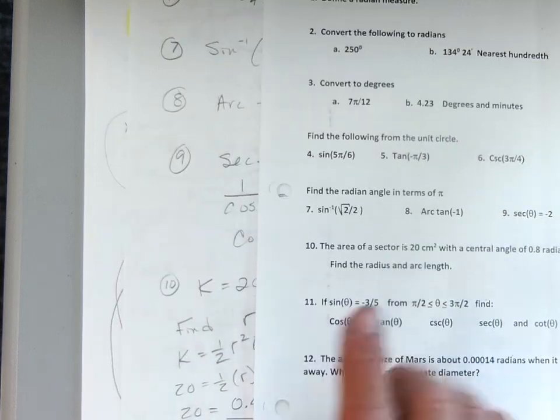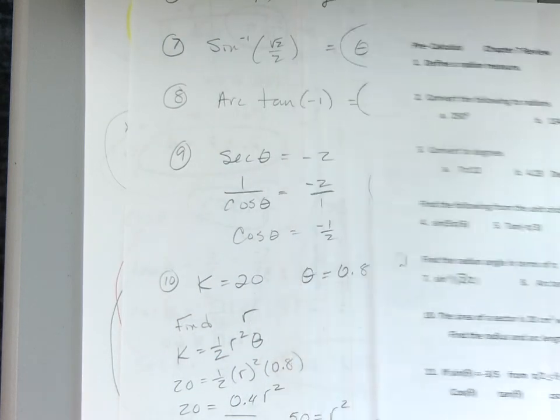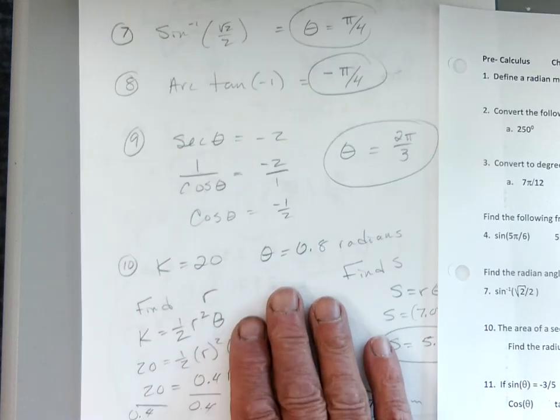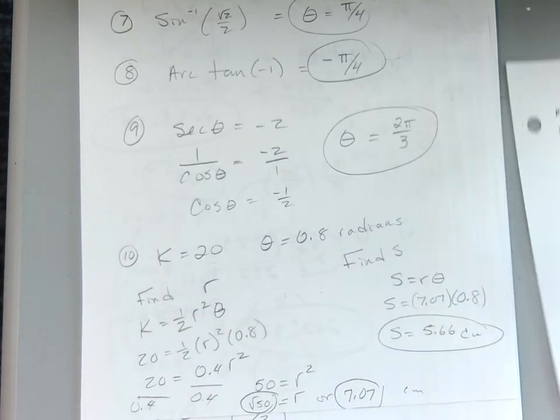Sector area is 20, that's K. Central angle of 0.8, I wrote that down. So I like to write down what I know. I want to find R and find S. So I find the easiest or the best formula.